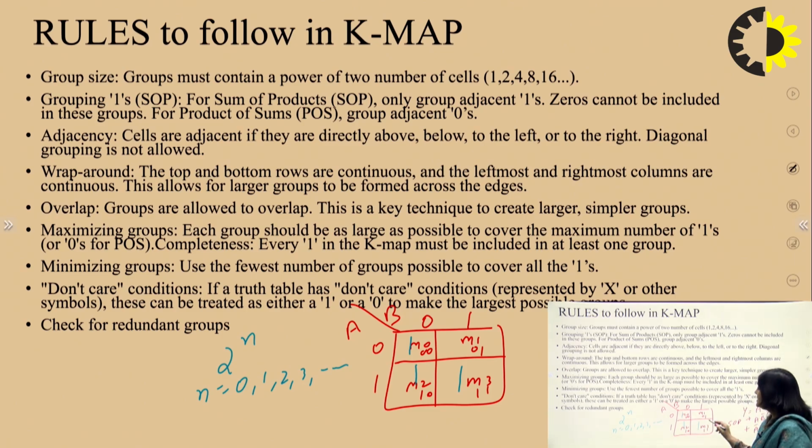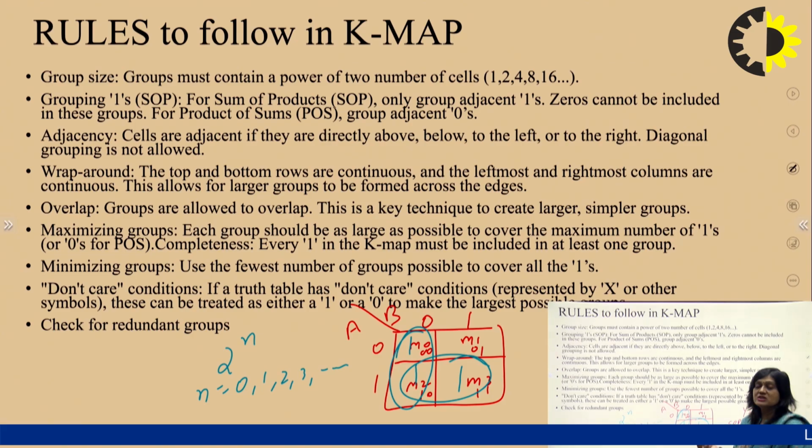But we cannot make a group of 3 ones, because it is not a power of 2. There is no value of n by which we can get the number of ones as 3. So here 2 pairs are possible. We cannot make a group which includes 3 ones, 5 ones, 7 ones, 9 ones or 11 ones. We can make groups which include a single 1, 2 ones, 4 ones, 8 ones and so on.